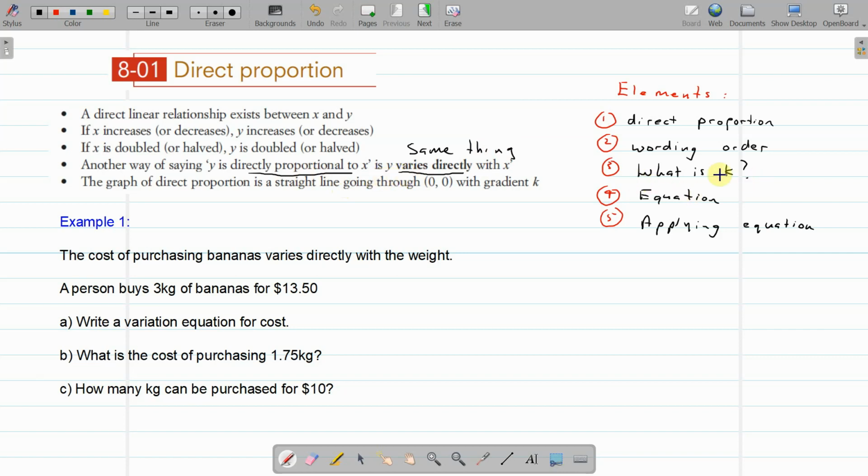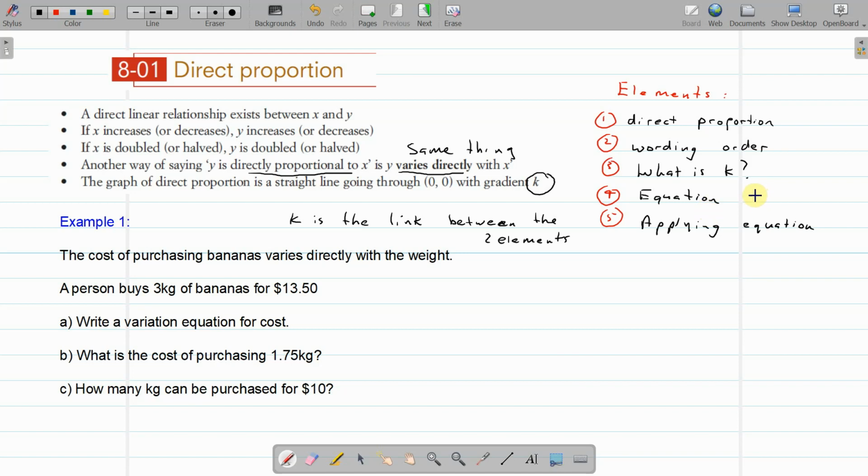The third thing is, what is this k? Because it talks about k here, and the textbook also talks about k. Basically, it is the link between the two things. It's saying how much one element increases for every one of the other one increasing. K is the link between the two. Hopefully this will become clearer once I have a look at this example.